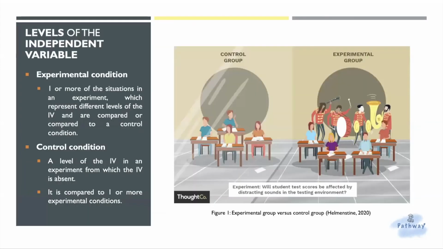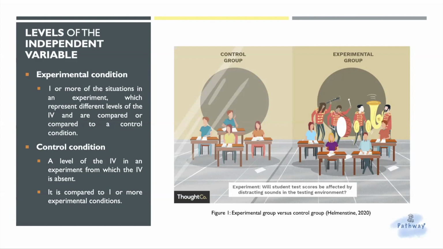Ready to go next? Okay, so experimental condition. The levels of the independent variable can be compared in two or more experimental conditions, or there may be one or more experimental conditions which are compared to a control condition. The control condition is simply the absence of the experimental variable.